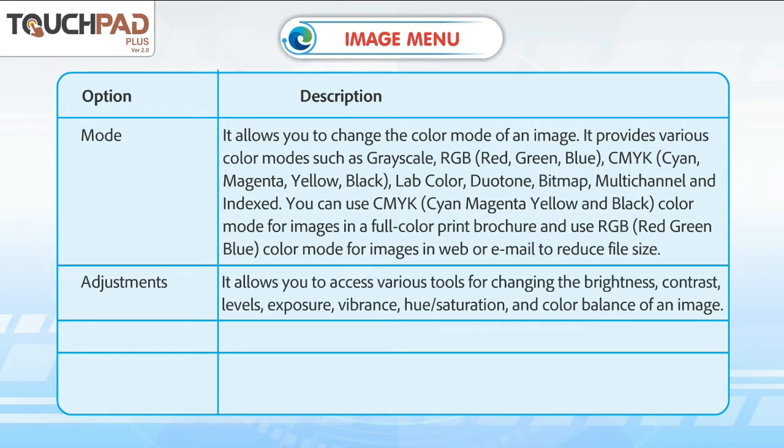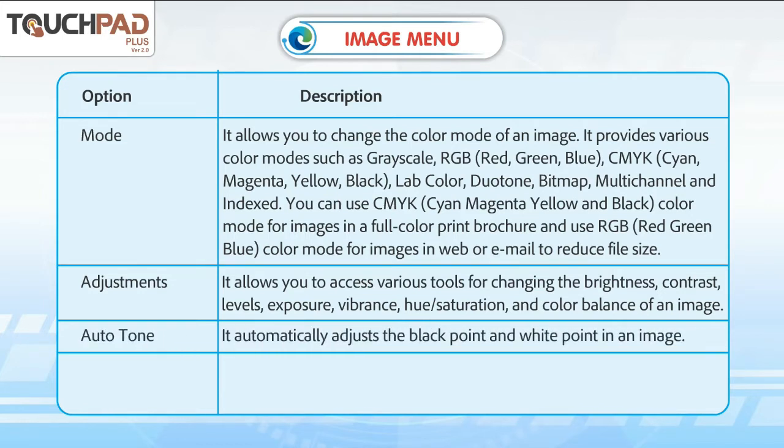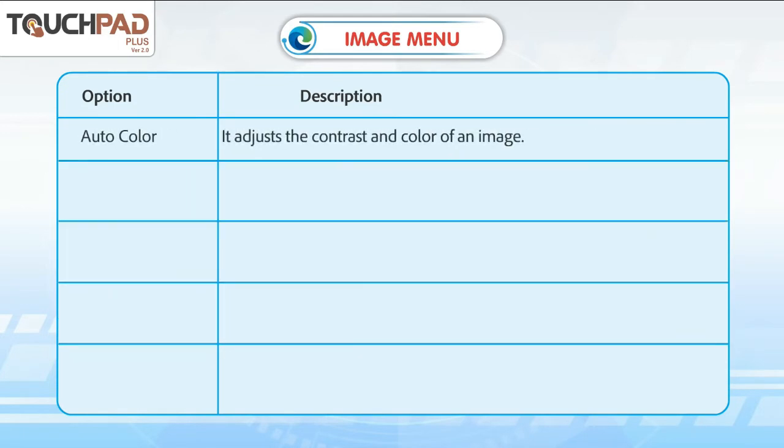Adjustments. It allows you to access various tools for changing the brightness, contrast, levels, exposure, vibrance, hue or saturation and color balance of an image. Auto tone. It automatically adjusts the black point and white point in an image. Auto contrast. It adjusts image contrast automatically. Auto color. It adjusts the contrast and color of an image.